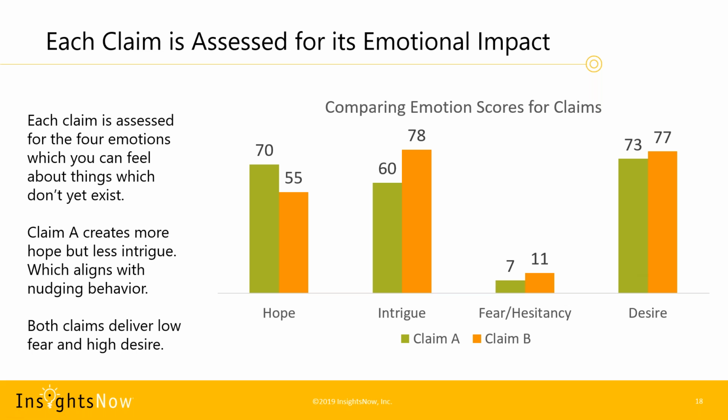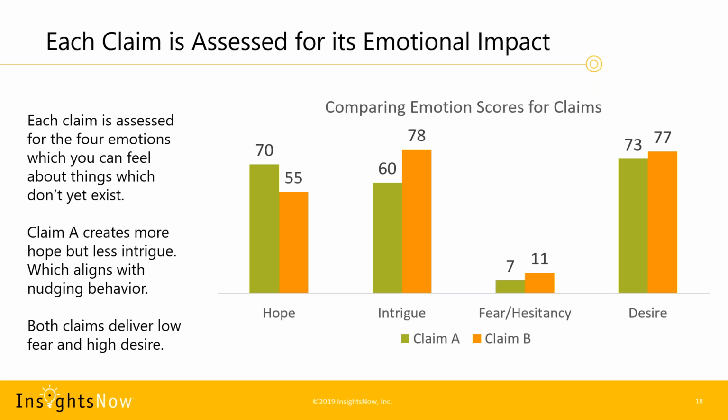Now, if we just look back at claims A and B, remember claim A had a very strong implicit response. Claim B had a very strong explicit response. One of the things you notice here is that claim A scores very highly on hope and much lower on intrigue. Claim B scores low on hope, much higher on intrigue. This is the pattern you expect to see and you want to see if you are looking for a claim that is either nudging or disrupting.